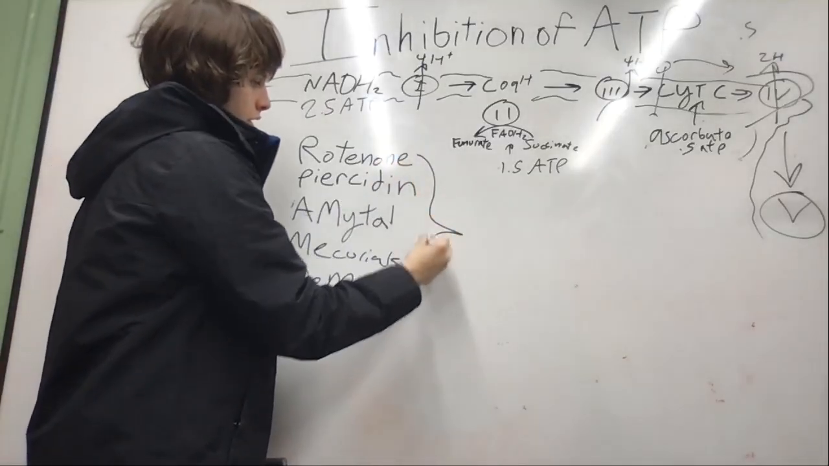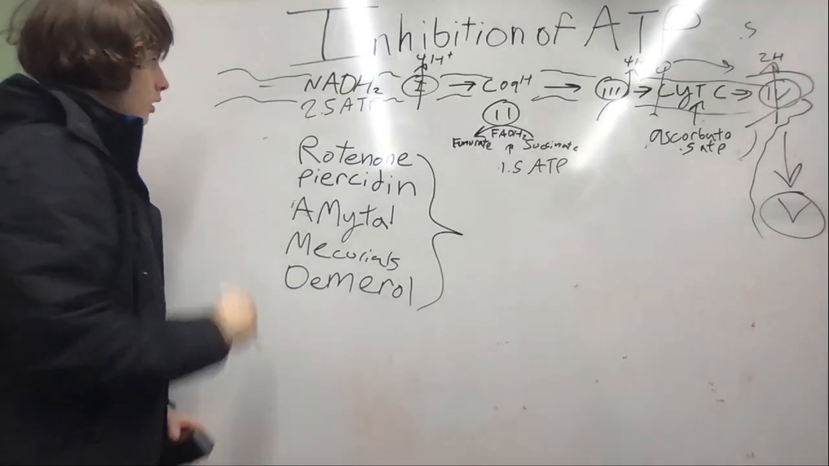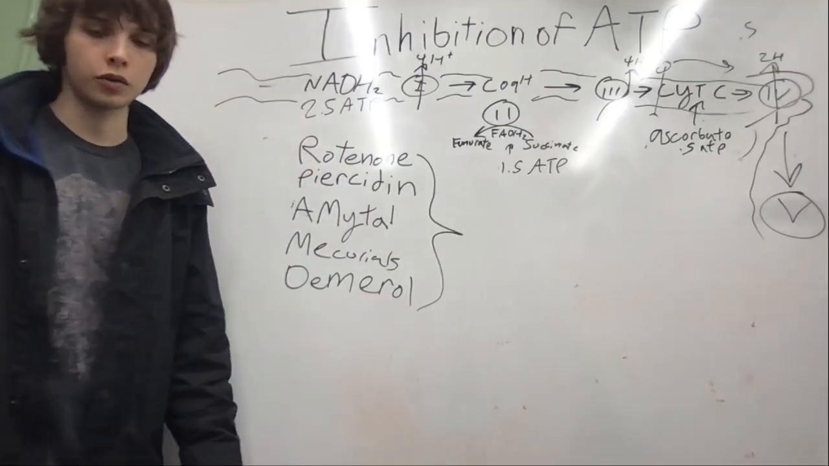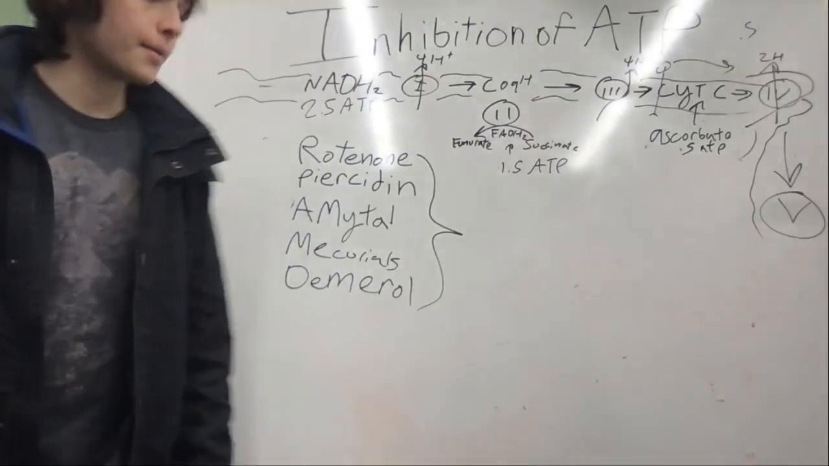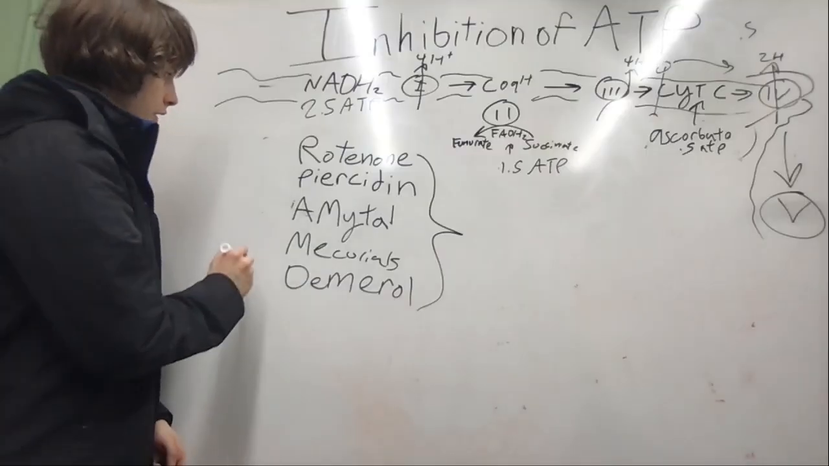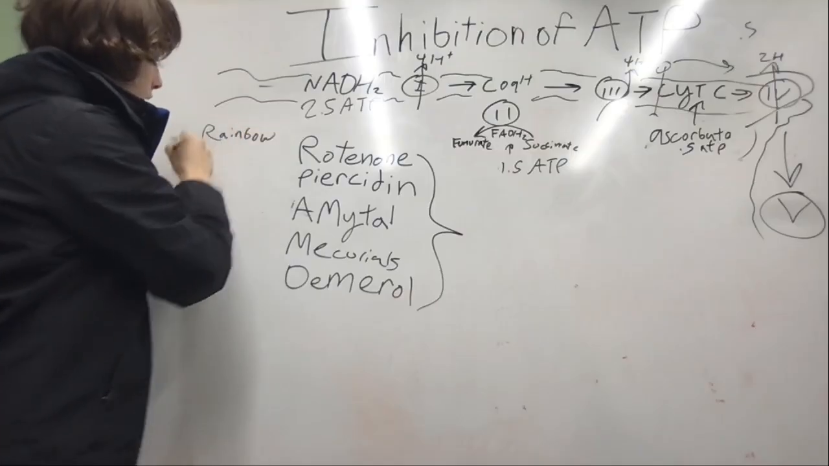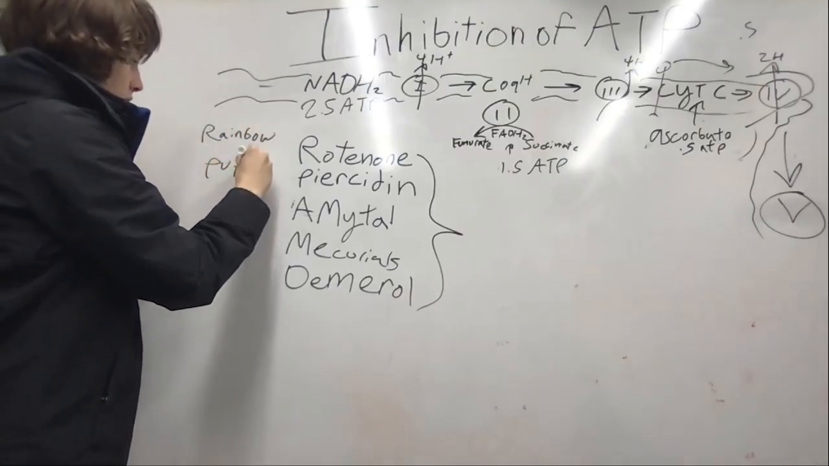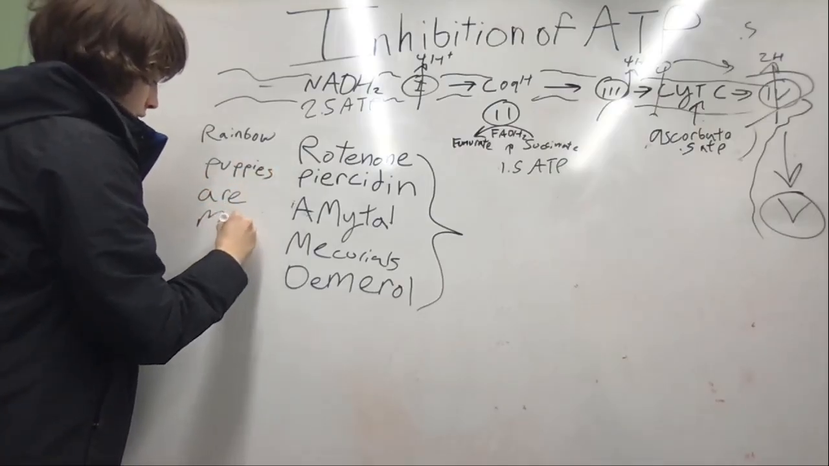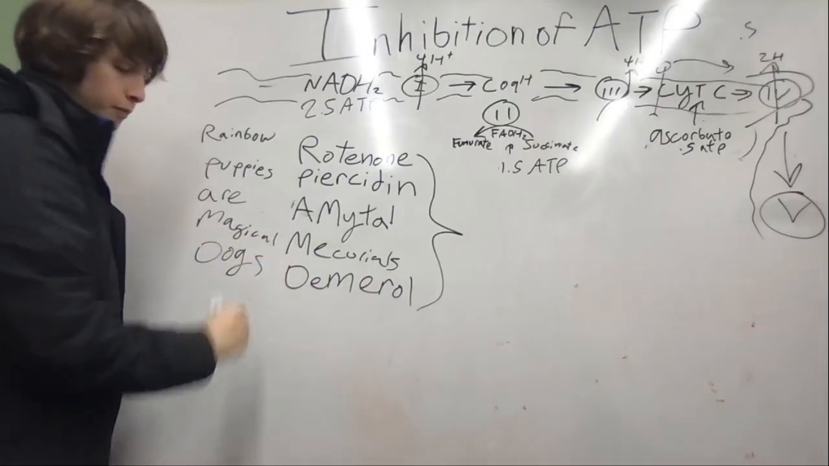So, in this exam, these are the main ones you need to know, and these are complex 1 inhibitors. Complex 1 is your nicotinamide to coenzyme Q oxidoreductase. So make sure you get that down, and you can maybe make a little mnemonic. I like rainbow puppies are magical dogs. This is one of my favorites.